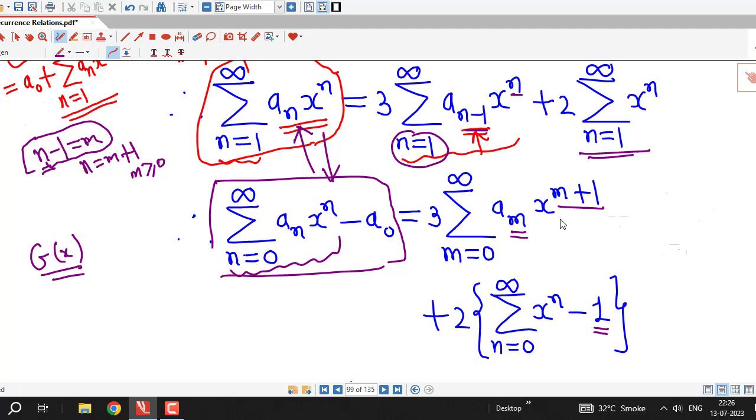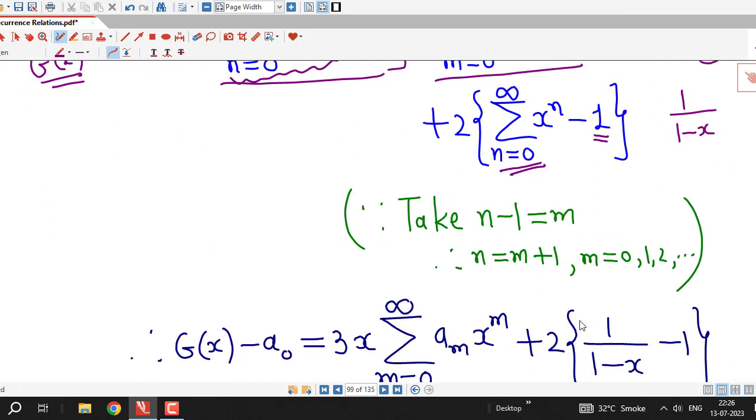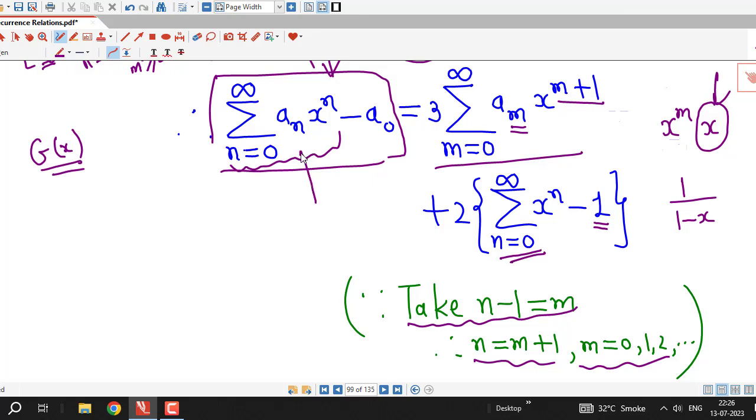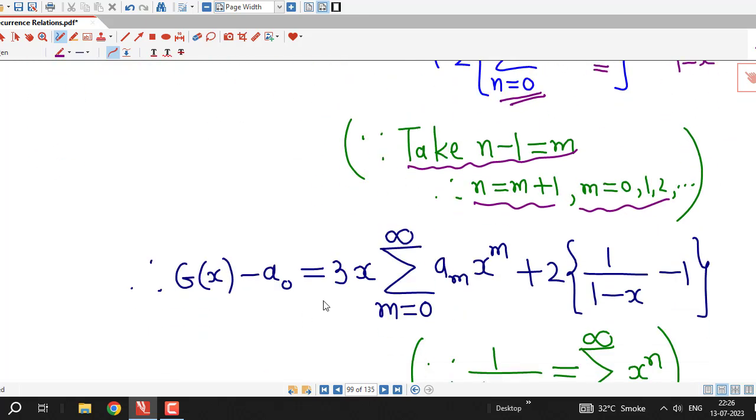Now this quantity is nothing but the generating function g of x, so that we will replace by g of x, and here this x raised to m plus 1 can be written as x raised to m into x, and x is independent of m, therefore we can take x outside the summation. So this will be replaced by 3x times sigma a_m x raised to m. And if you recall, this is nothing but the Maclaurin series of 1 over 1 minus x. So that will be replaced by 1 over 1 minus x. And whatever analysis you are doing, you have to mention the reason in the bracket. So this is replaced by g(x) minus a0, that I have written here.